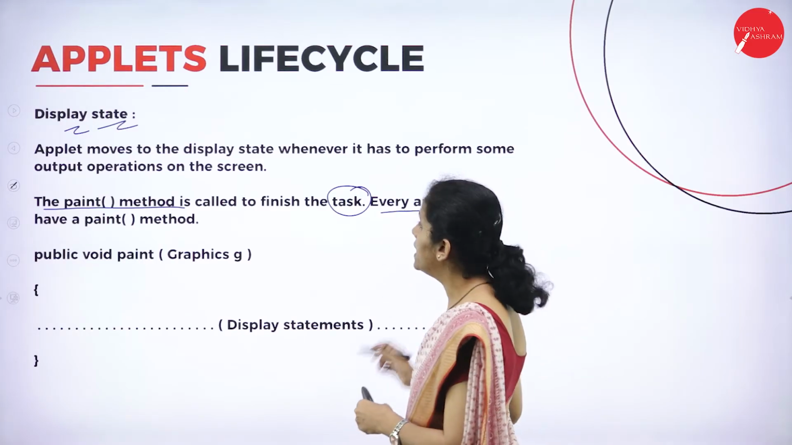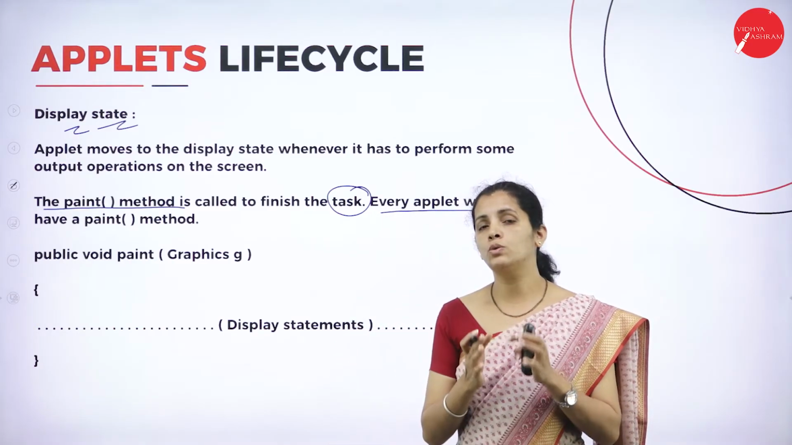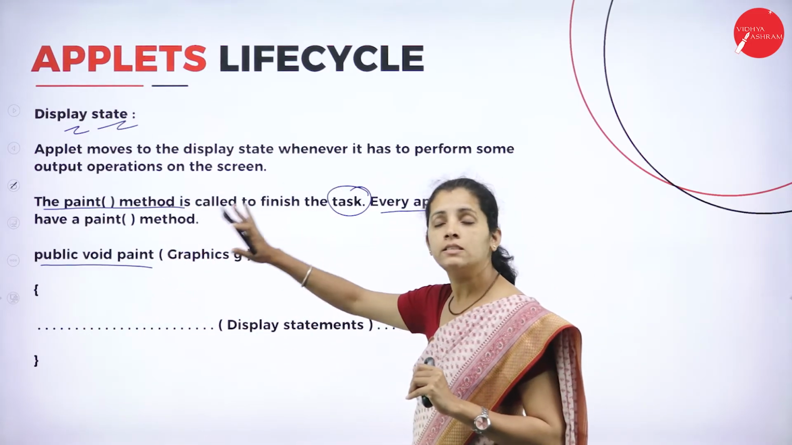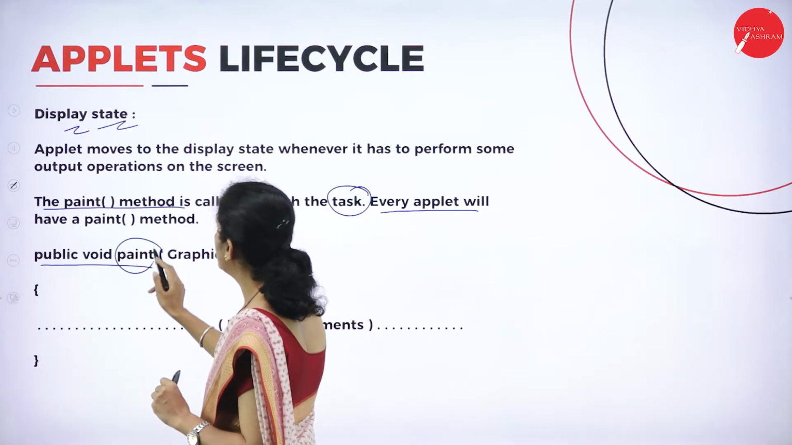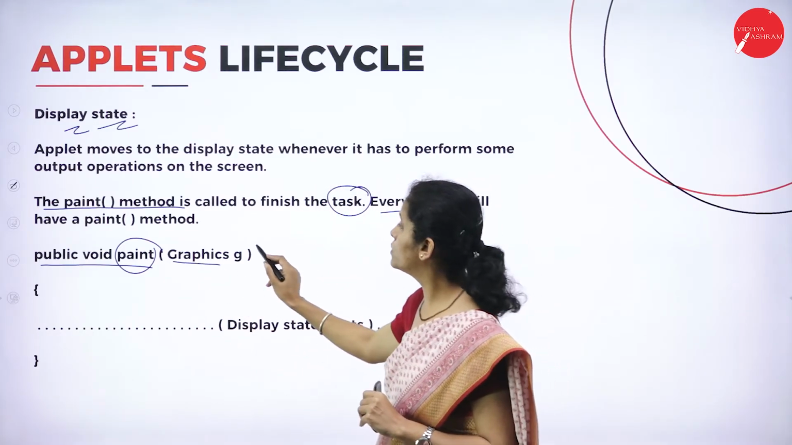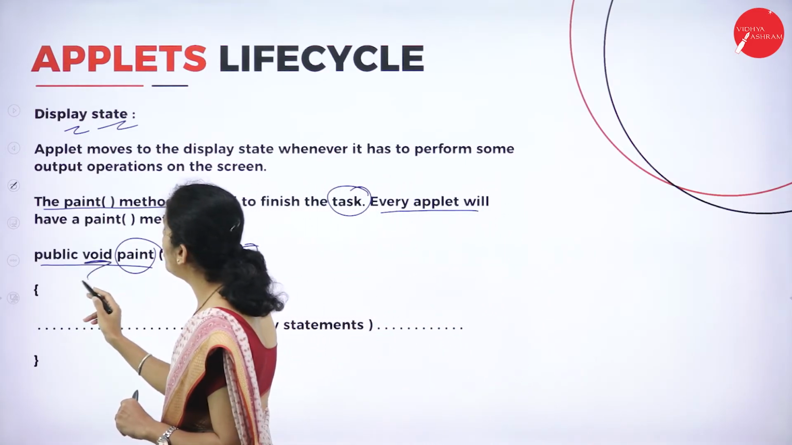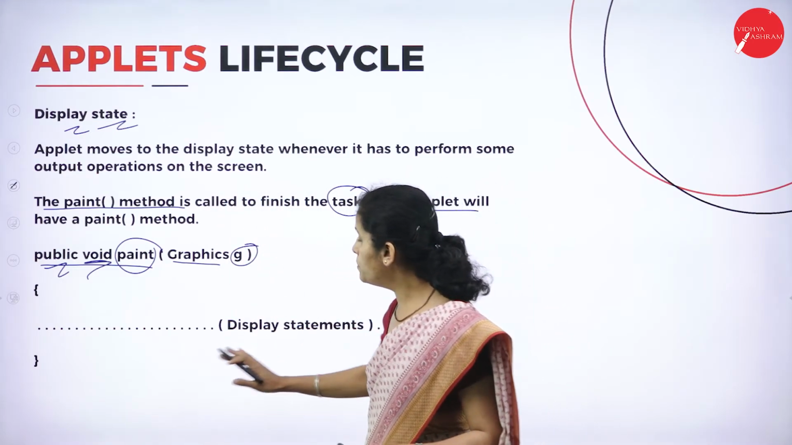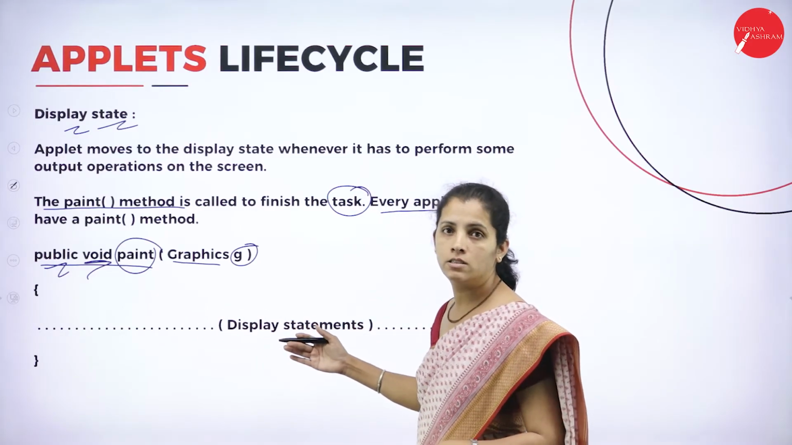So every applet will have a paint method, and this is the syntax for the paint method. What is the method name? It is paint, and I'm going to have the Graphics class and create the object g. The return type here is void and it is public. And the things I want to display should be written in the curly braces. So this is nothing but the display statement.